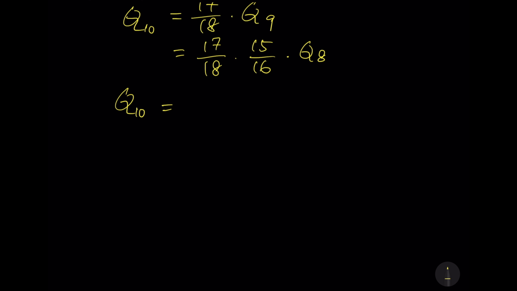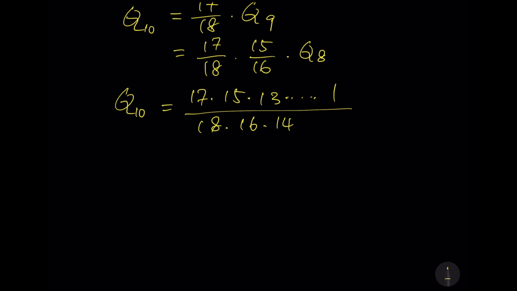we have Q10 equals 17 multiplied by 15 multiplied by 13 and so on until 1, divided by 18 multiplied by 16 multiplied by 14 and so on until multiplied by 2, and finally multiplied by Q1. And we know Q1 is equal to pi over 2.